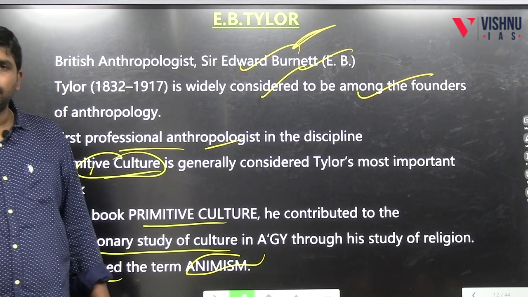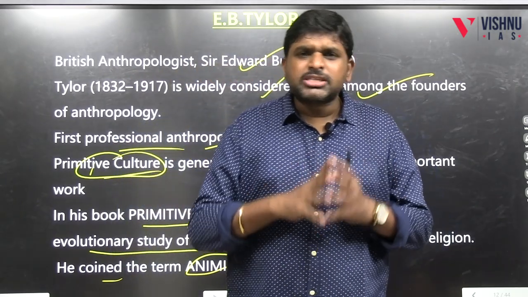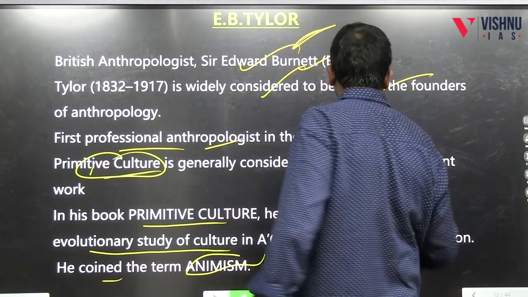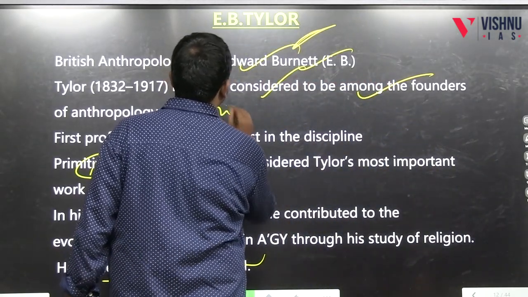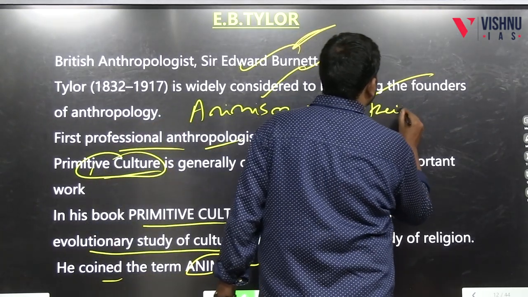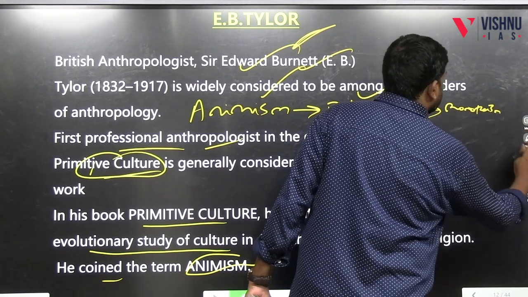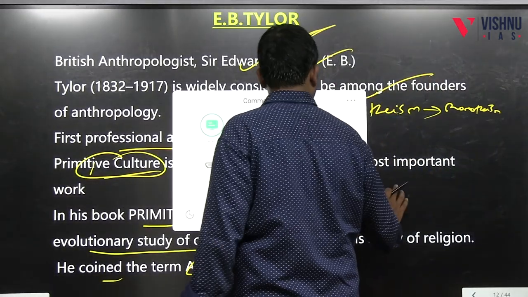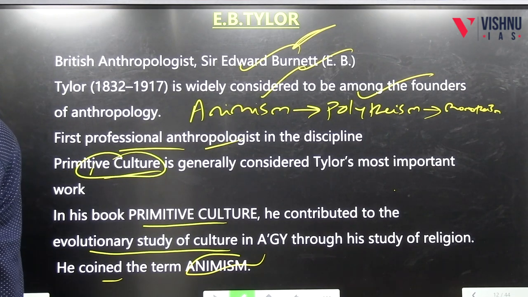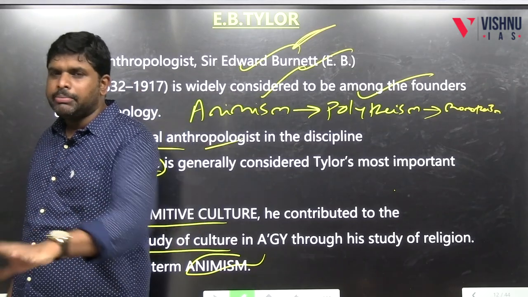Worshipping of soul. What is animism according to him? He should tell, no? He is a person who studied religion, and he told that the first form of religion is animism. How did he tell? There is a story in his book Primitive Culture.